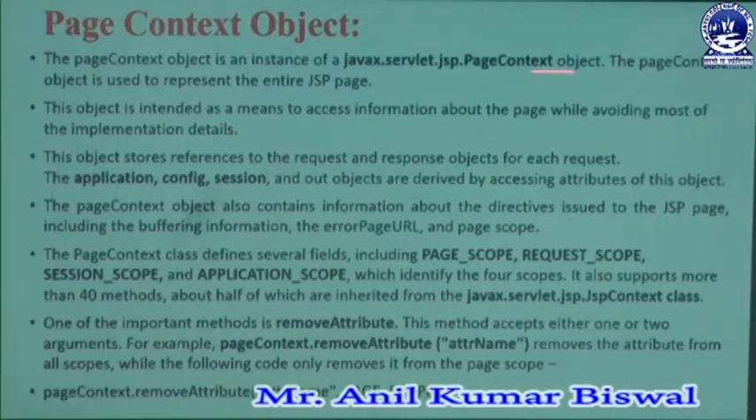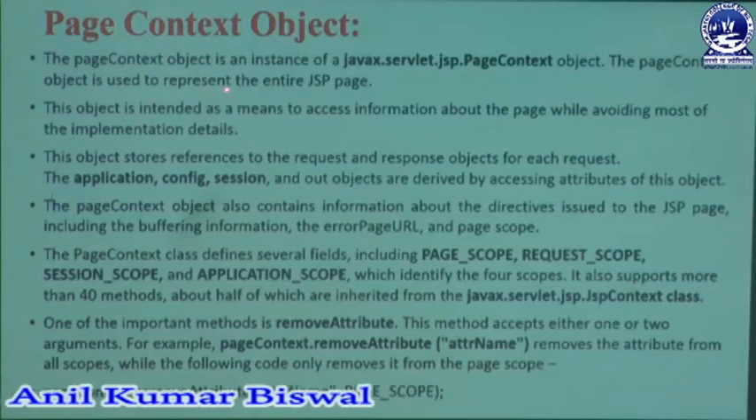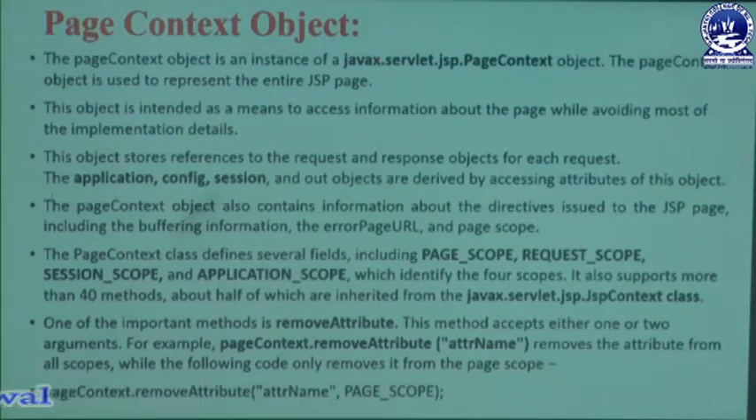Here the page context object is used to represent the entire JSP page, and this object is intended as a means to access information about the page while avoiding most of the implementation details. That means there is no need to mention the whole structure of a JSP page. By using the page context object, we can just focus on the most relevant information present in our system. This object stores references to the request and response objects for each request.